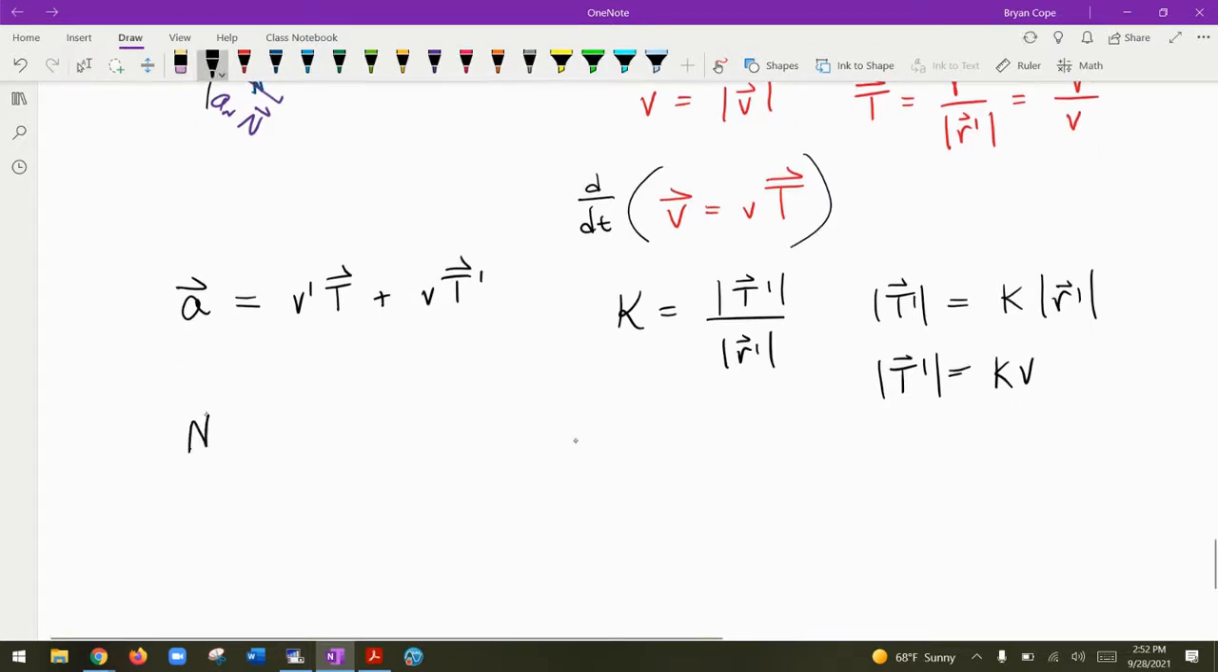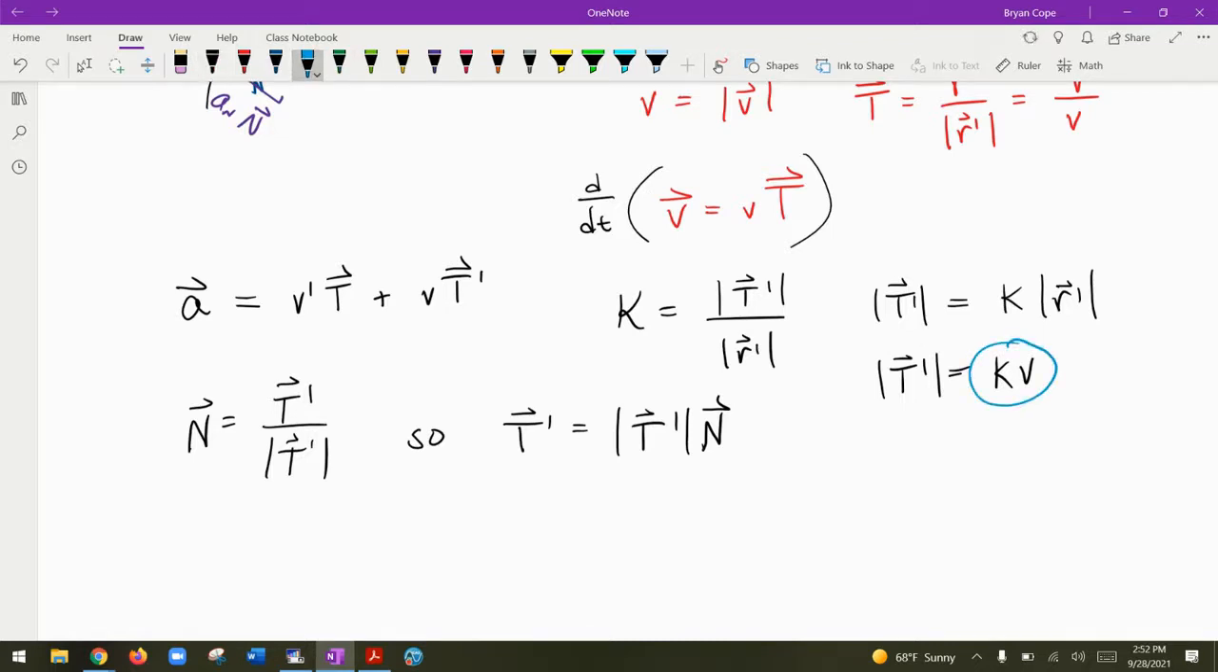Okay, now let's write a formula for big N. Big N is big T prime over the magnitude of big T prime. So big T prime is equal to the magnitude of big T prime times N. Do we see a substitution we can make? See this right here? That's the magnitude of big T prime, so it can go in place of there. So we can say that big T prime is equal to k curvature times v speed times big N.